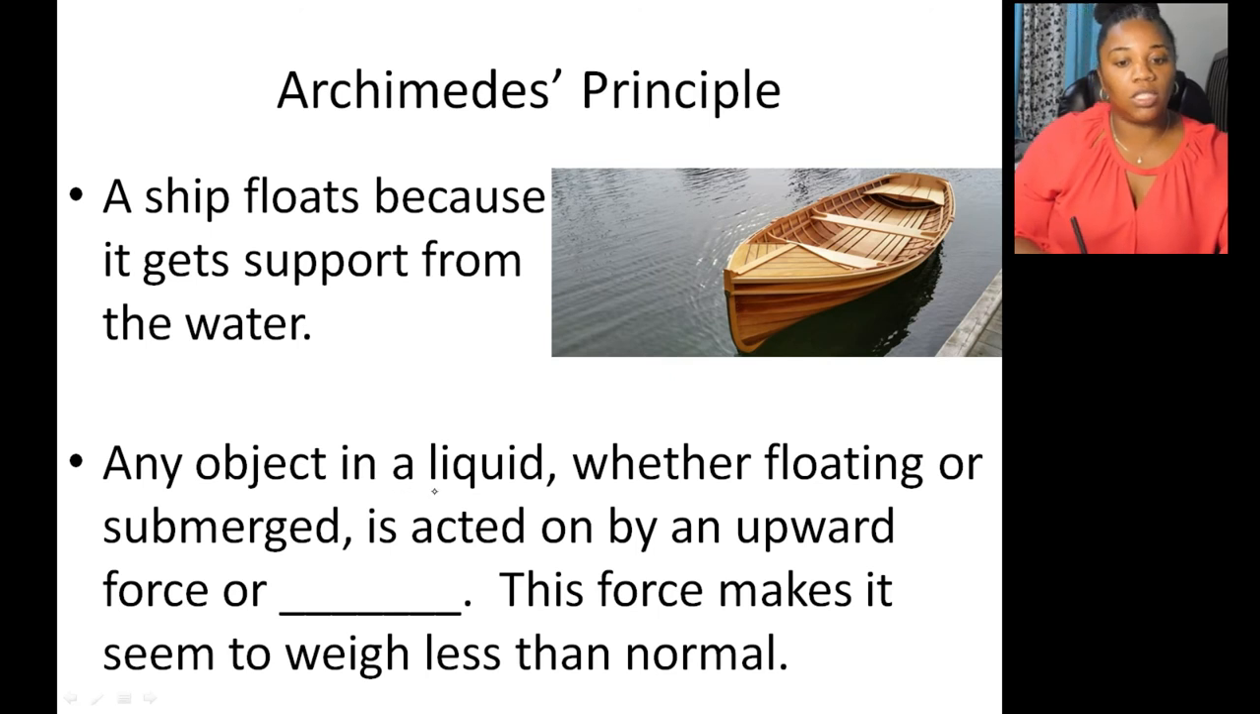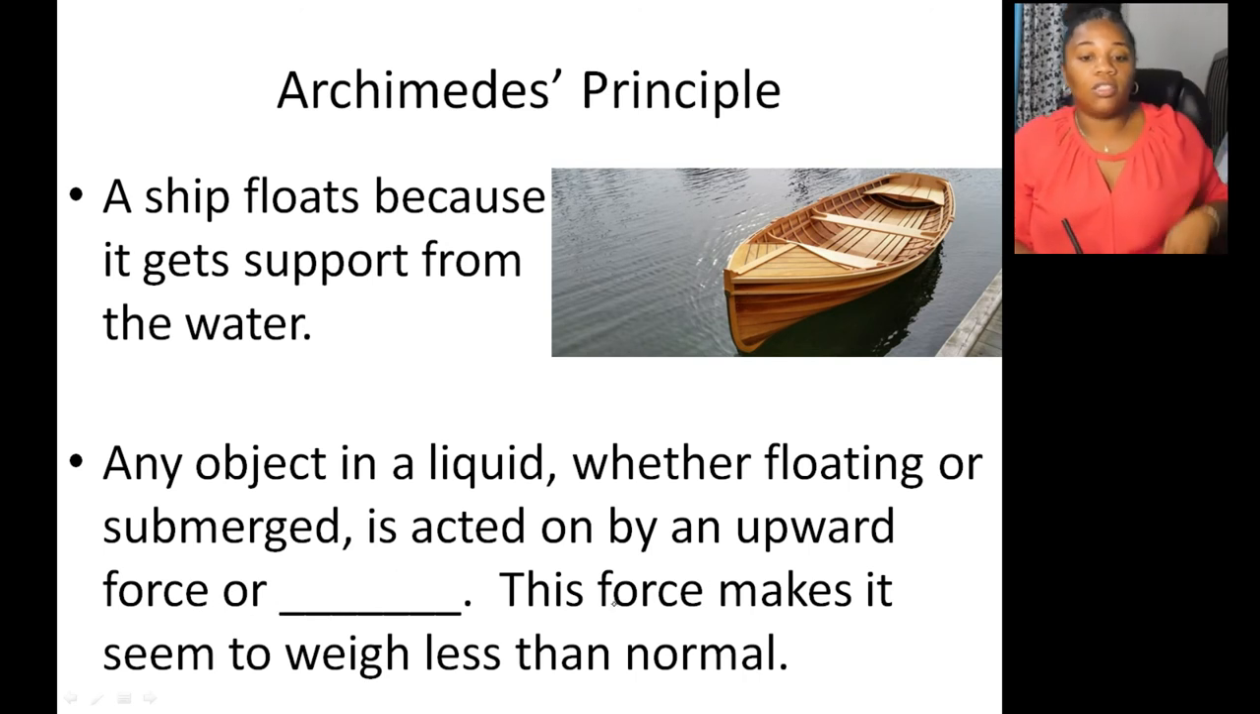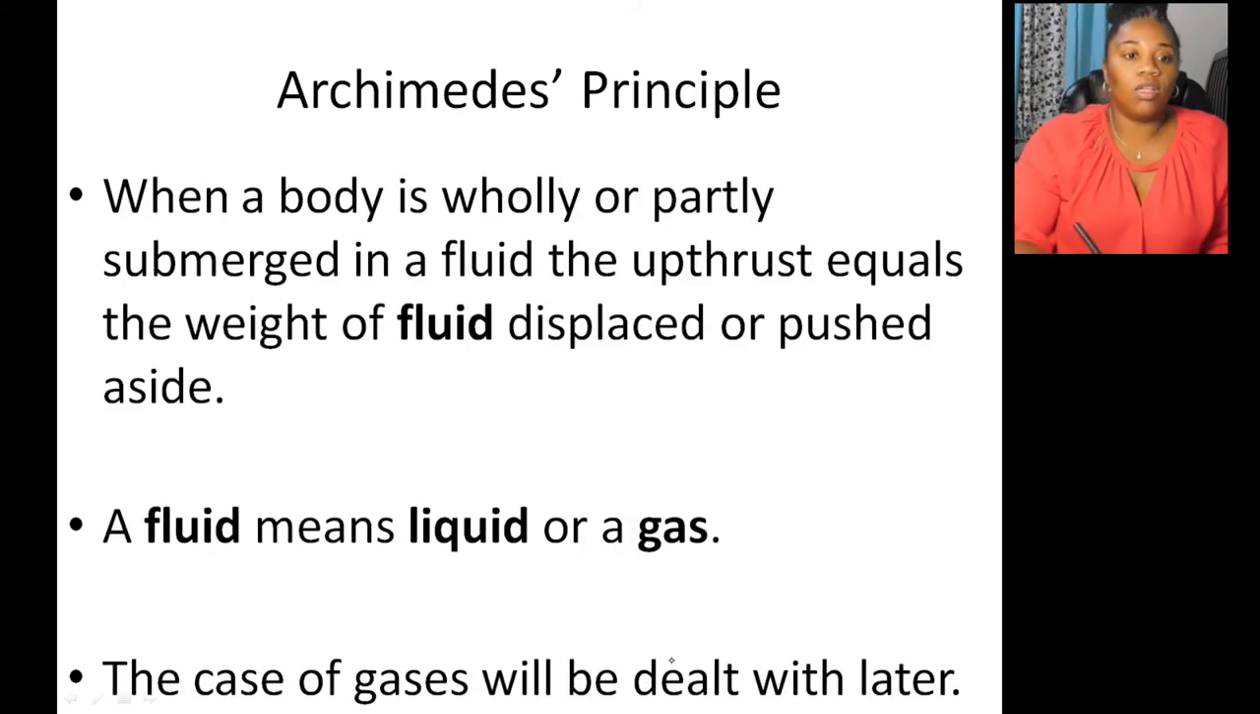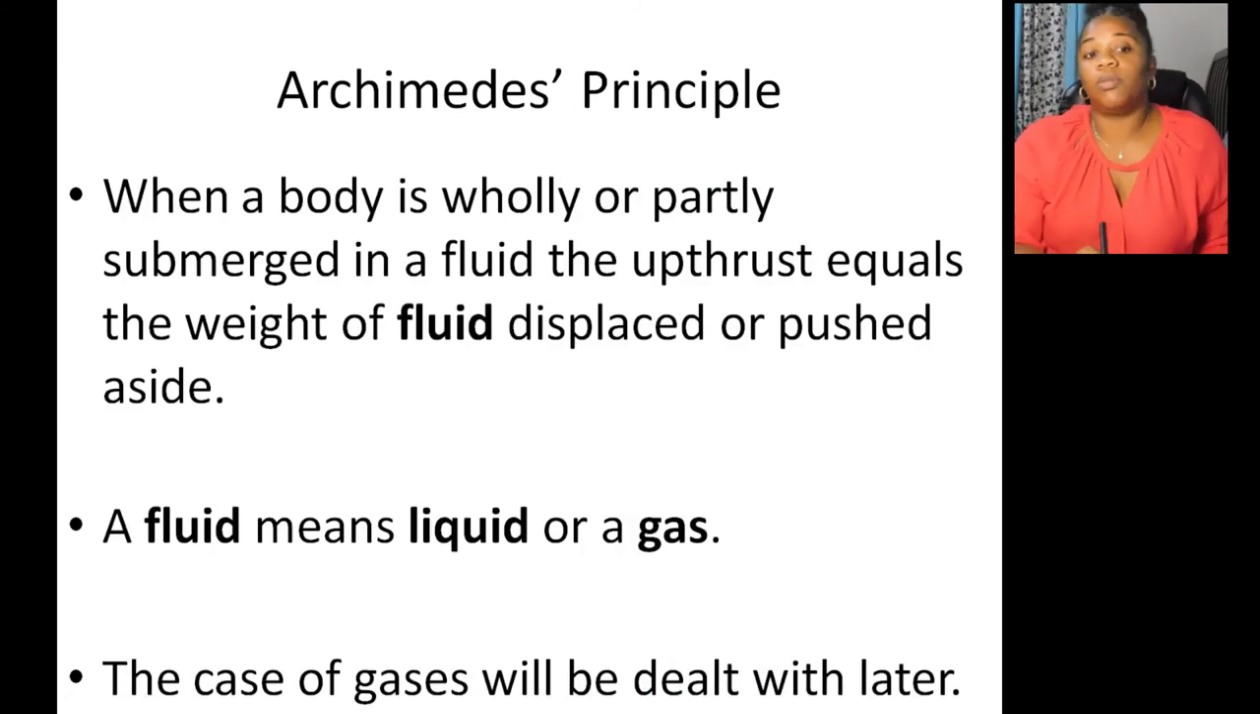Any object in a liquid, whether floating or submerged, is acted on by an upward force, the upthrust force, and this force makes it seem to be less than normal. When a body, this is a principle by the way, is wholly or partly submerged in a fluid, the upthrust equals the weight of the fluid displaced or pushed aside. That's why it floats. Right?